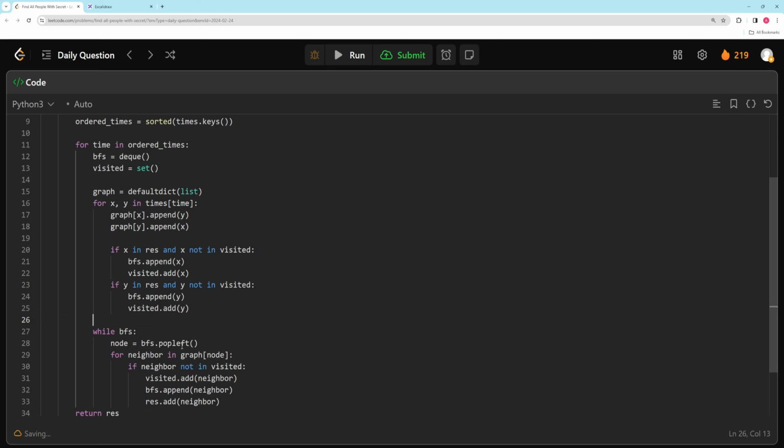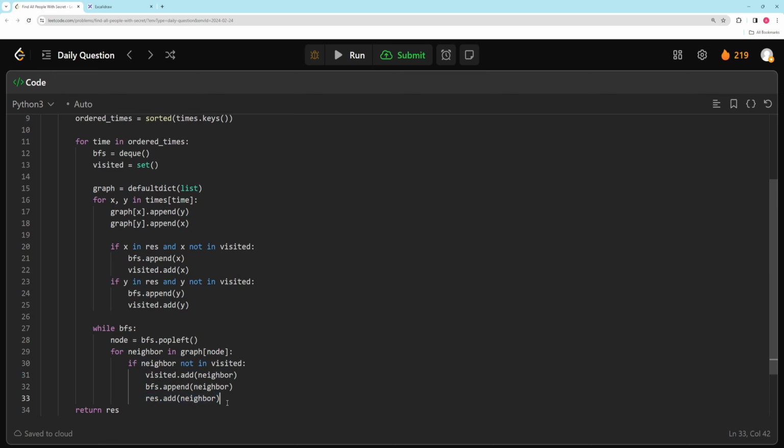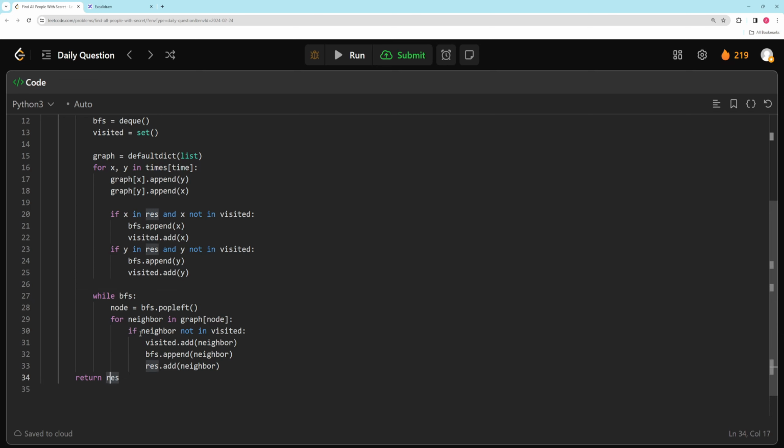Then it's literally as basic of a BFS as you get. So while you have a BFS, pop the node, check all the neighbors. If the neighbors haven't been visited yet, add them to visited, add them to the BFS, and add them to the result, right? Everything that you process in your BFS will know the secret because you are starting at nodes that know the secret, and every node that's connected to those nodes at that time will also know the secret at that time. Then finally, at the very end, we just return the result.